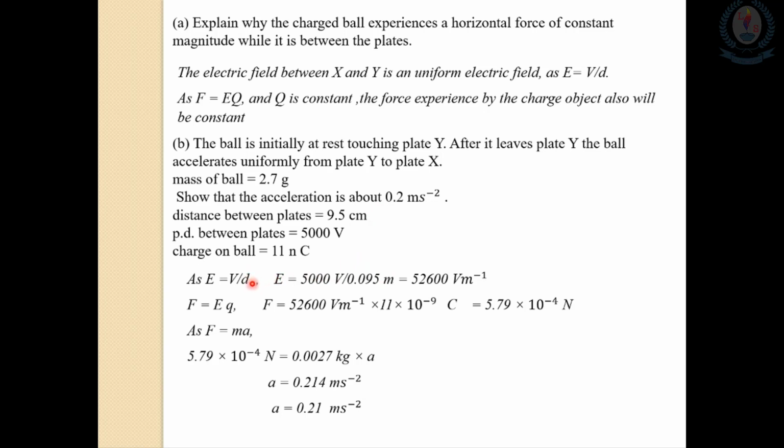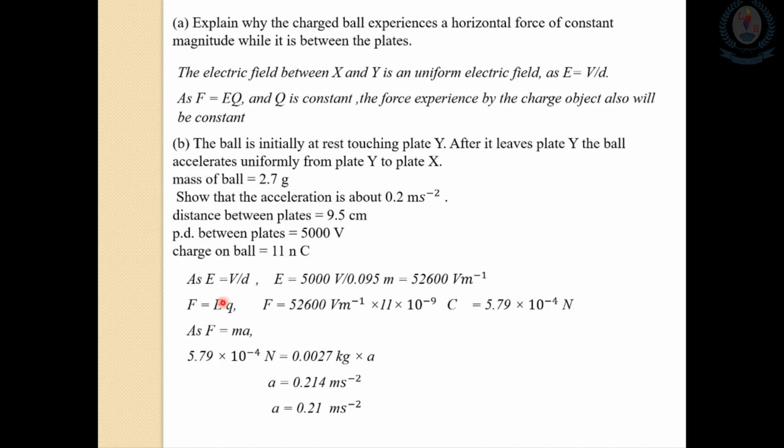because the unit that should come for D is meters. So we have converted by dividing centimeters by 100. So we have the final figure for the electric field strength. Then we can have the relationship of F equals EQ, the resultant force we need.